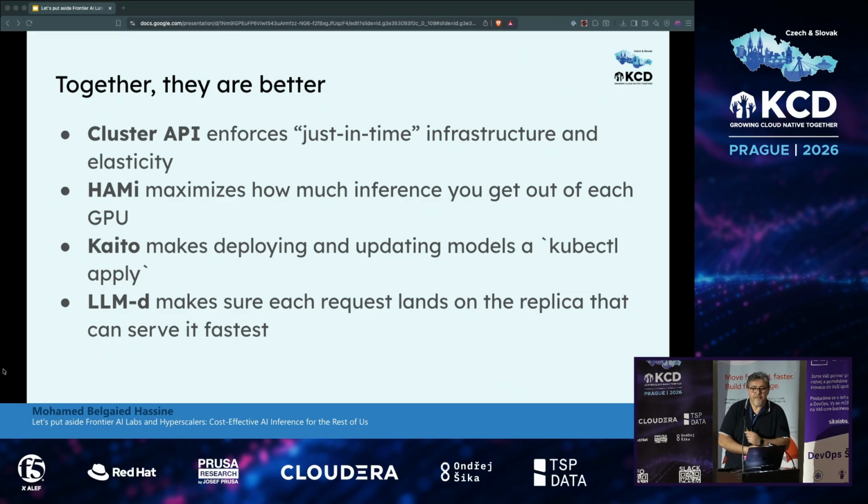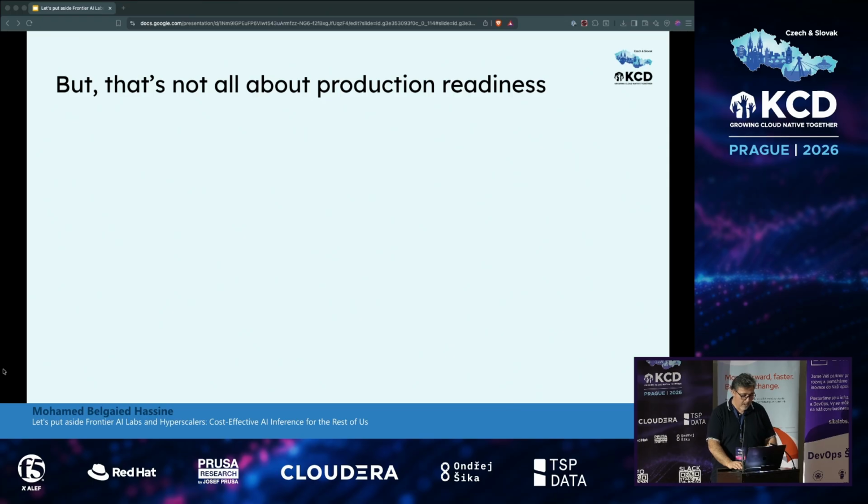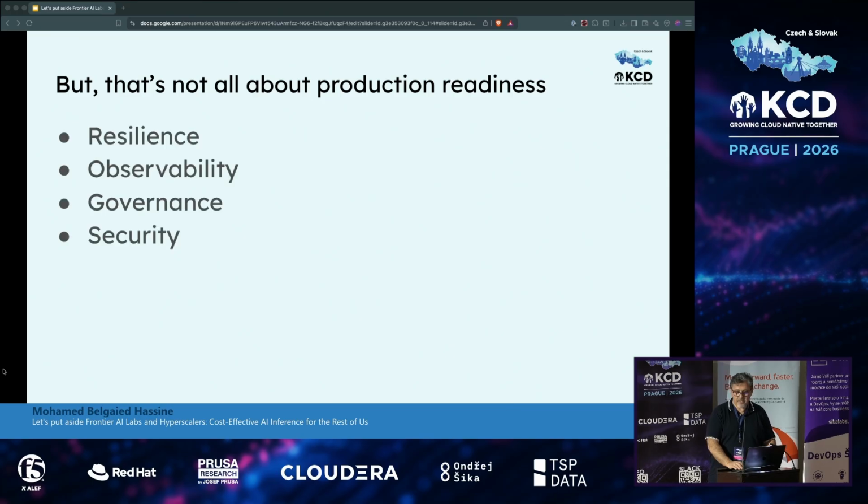Now, the 4 projects I mentioned actually work better together if you look at them as a whole. So you have Cluster API that enforces just-in-time infrastructure and elasticity. You have HAMi that maximizes efficiency and utilization of your GPUs. You have Kaito that simplifies deployment of models. And you have LLM-d that handles the right routing. I need to go a little bit faster.